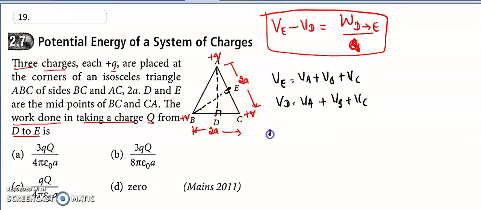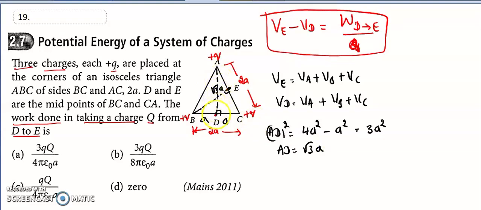AD square is equal to AC square, 4A square minus A square. This is A, this is A. So that is equal to 3A square. So AD is equal to root 3A. So this is root 3A.